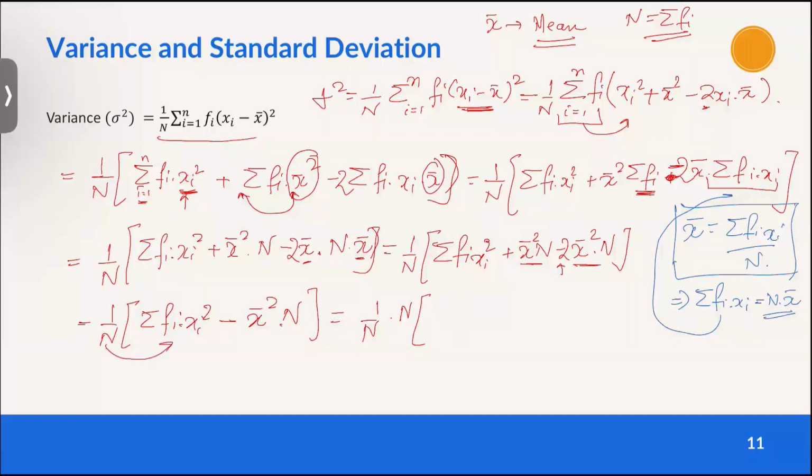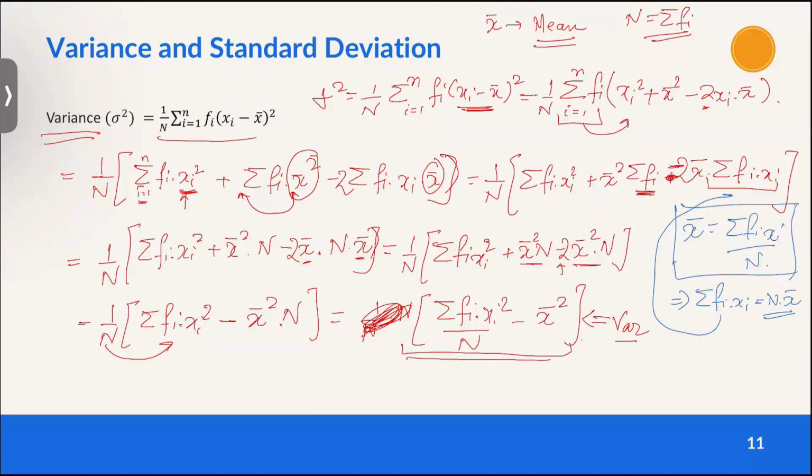We'll take this n inside. Okay, so let me do that first. So we'll have summation of fi times xi squared by n minus x bar squared. Now you see, this is actually variance, right? We started with variance and we got this also as variance. So variance can be expressed using this.